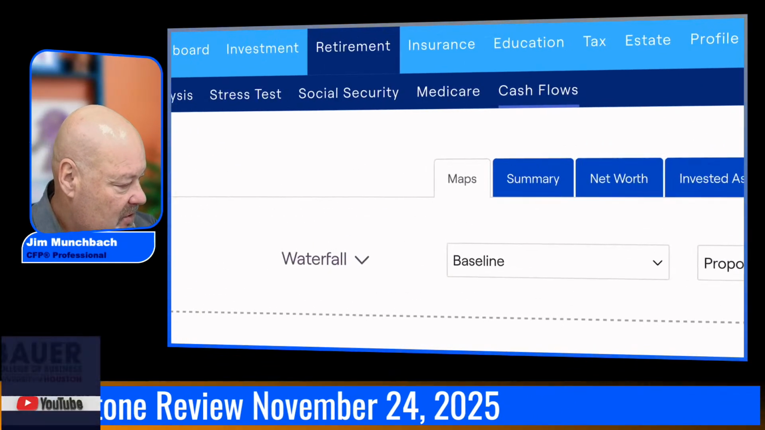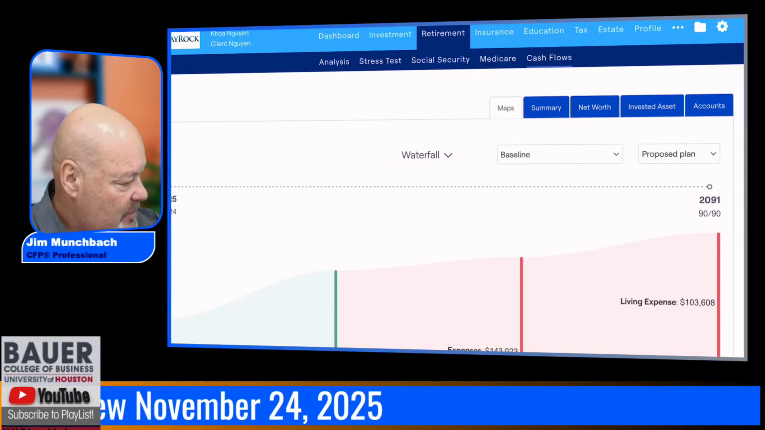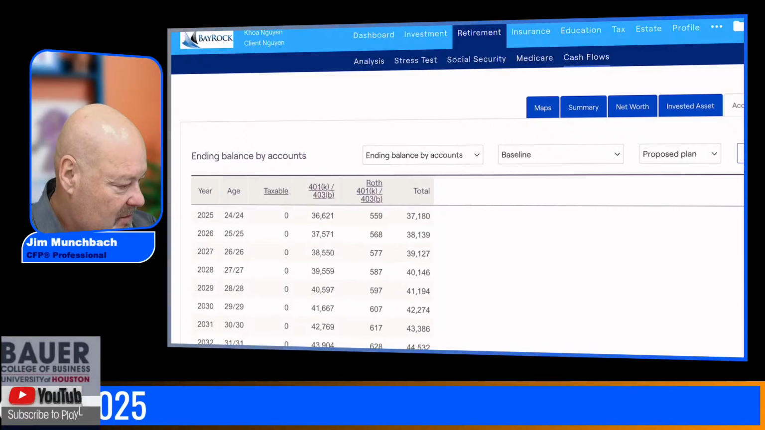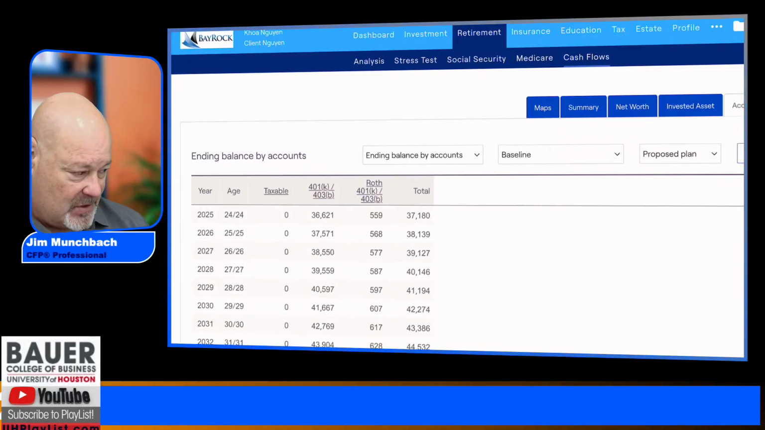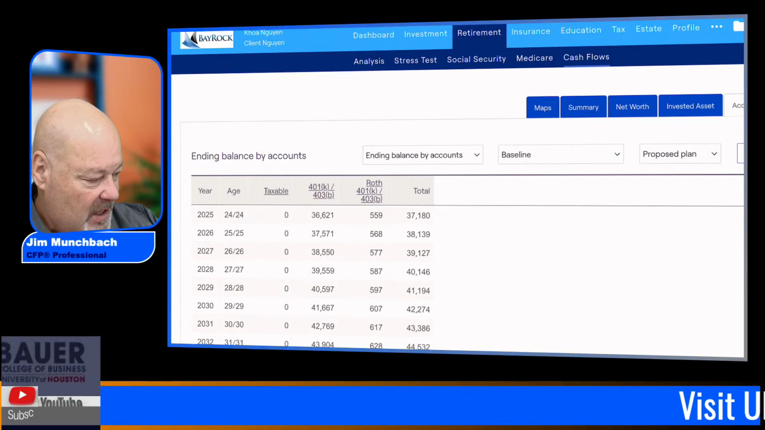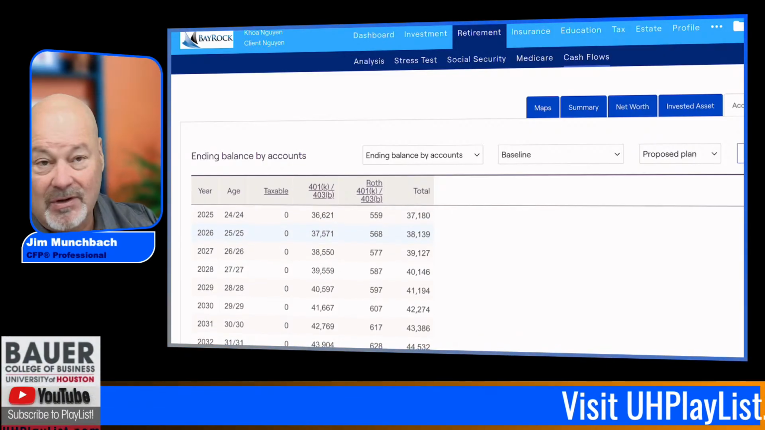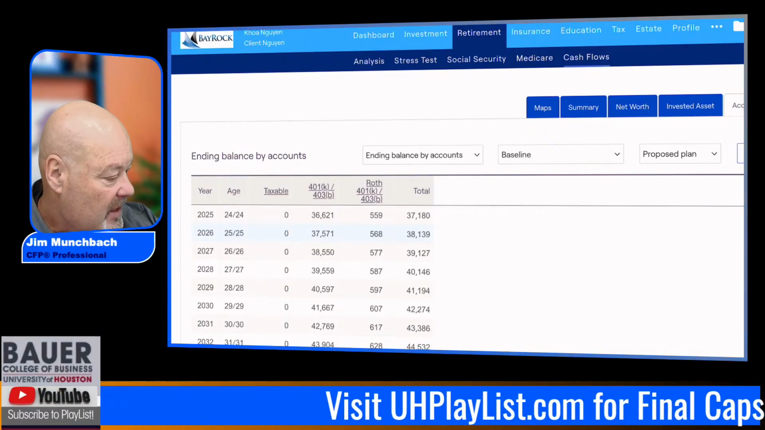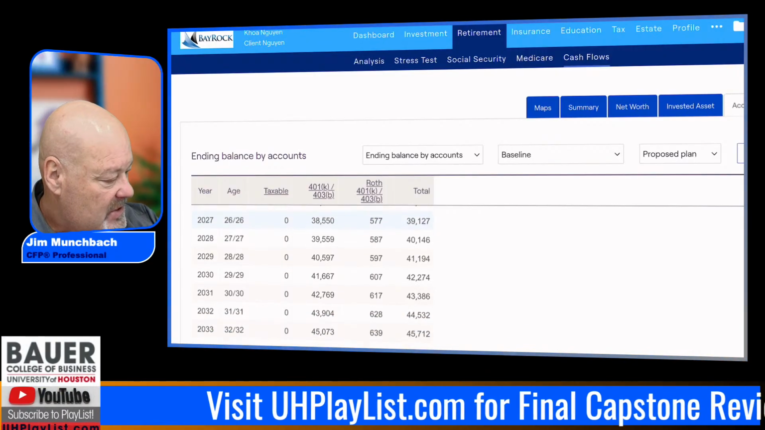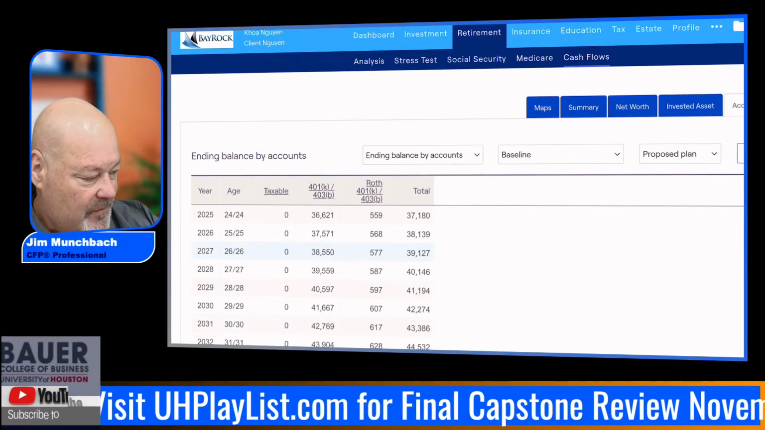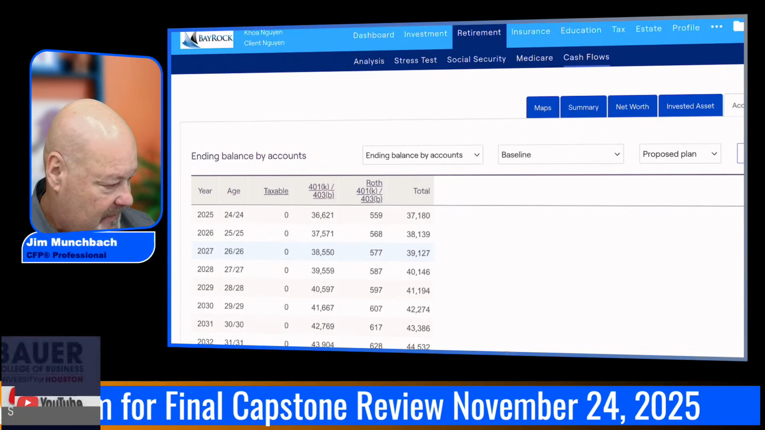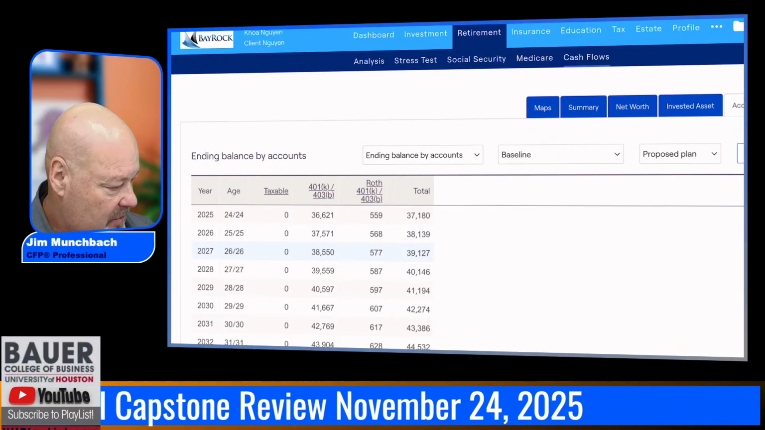You notice I just clicked on cash flows, and there's a summary, and there's accounts, and there's the account summary. So we see taxable, you have no money in your taxable account. So you're not saving anything in a taxable, that big blue bucket. You have only 37,000 starting out right now in your 401k. Excuse me, your Roth IRA has 500 bucks in it. So you have a total of 37,000.